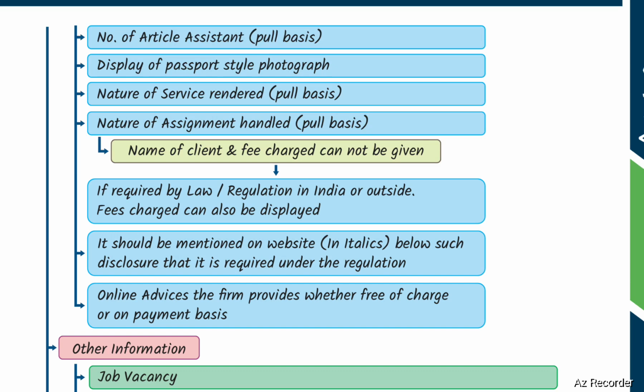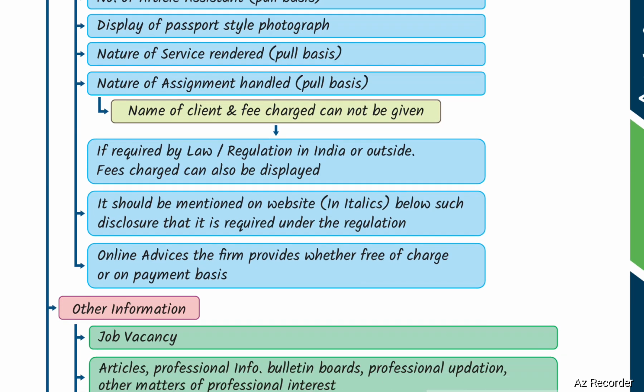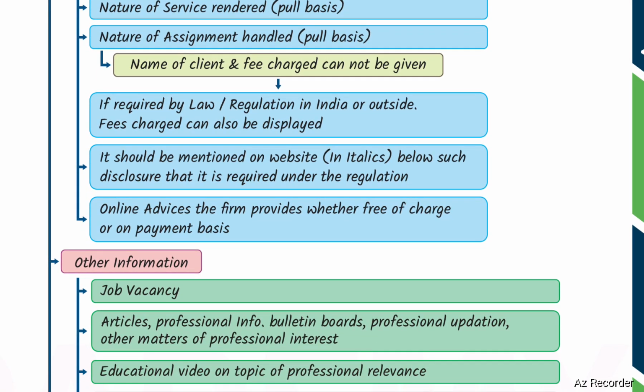Number of article extents on pull basis, display a passport size photograph, nature of services rendered on pull basis, nature of assignments handled on pull basis, name of the client, and fees charged cannot be given. If required by law or regulation in India or outside India, fees charged can also be displayed. It should be mentioned on the website in italics below such disclosure that it is required under the regulation.